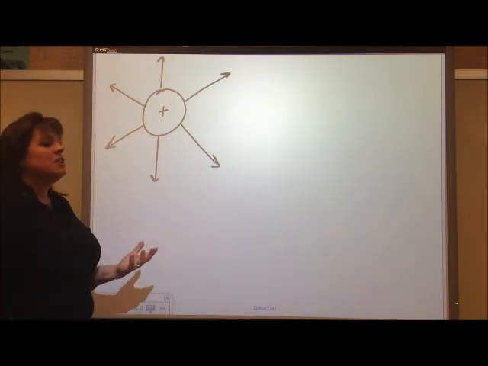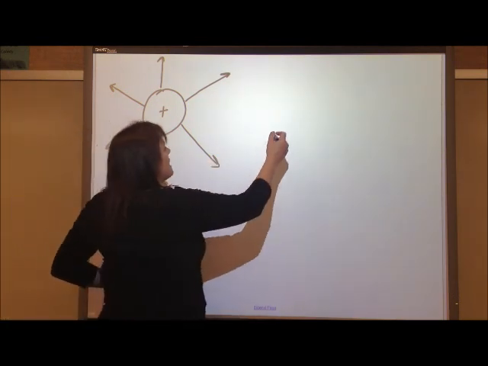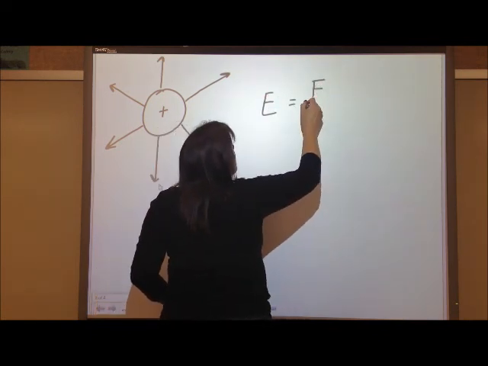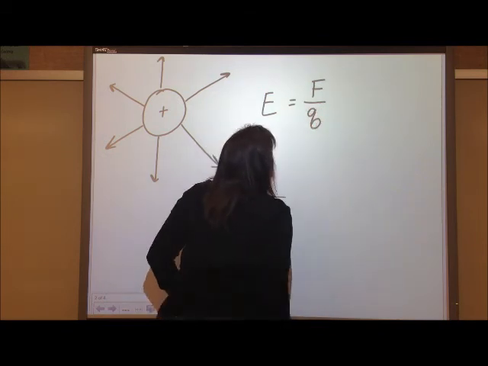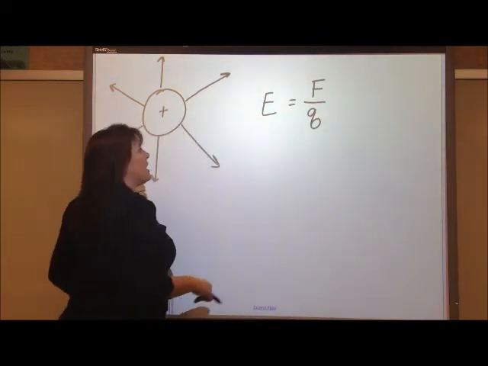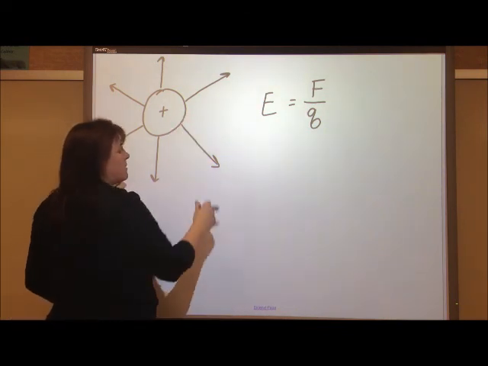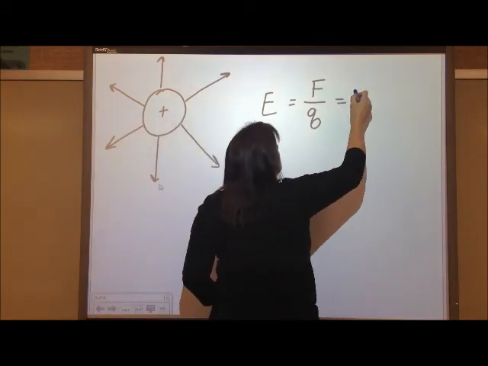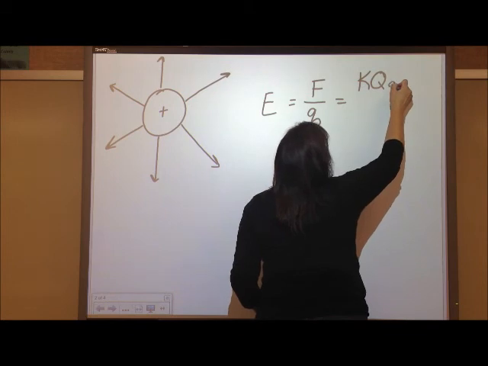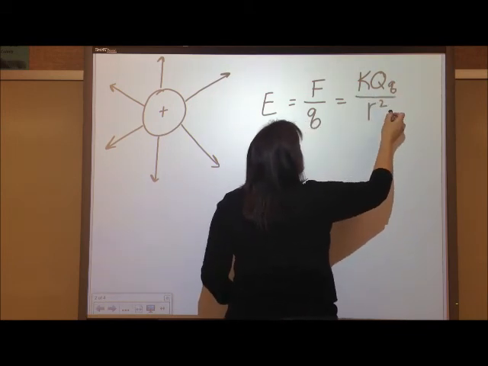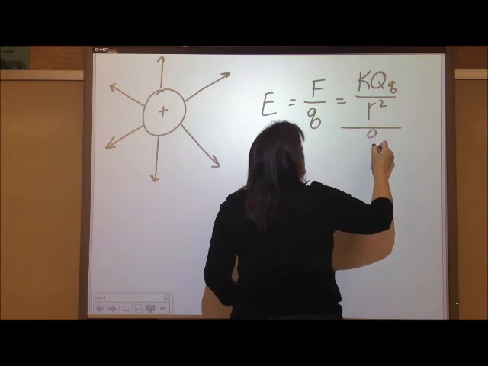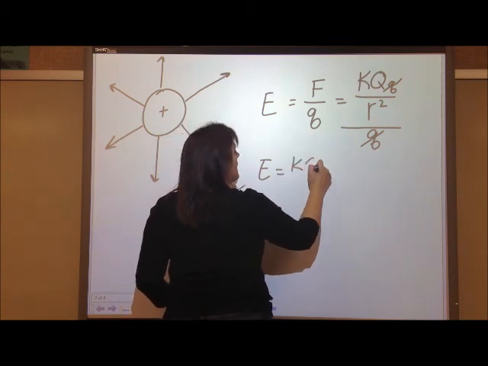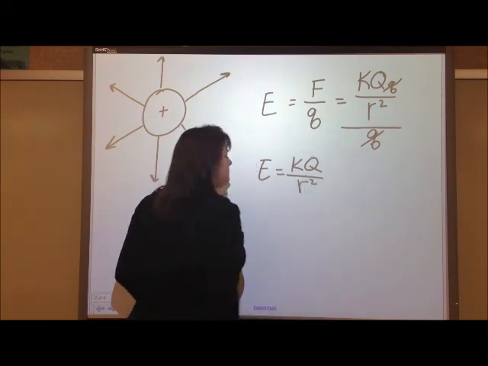So the electric field is a useful concept, and we define it as the force a charge would feel if I brought it into that space around it, q being a little test charge. So if we think about what that means from Coulomb's law, if the force on a charged particle is kQq over r squared, and then I divide that by q, then I end up with the fact that the electric field is kQ over r squared.